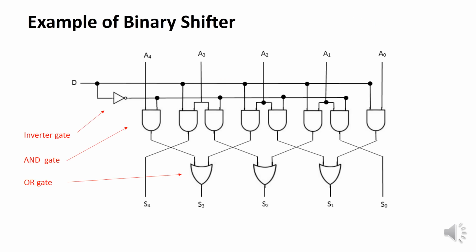This is an example of a binary shifter for the case of a 5-bit binary number. When input D equals 0, the circuit performs a right shift, and when D equals 1, it performs a left shift. A are the bits of the number to be shifted, and S are the bits of the output result.